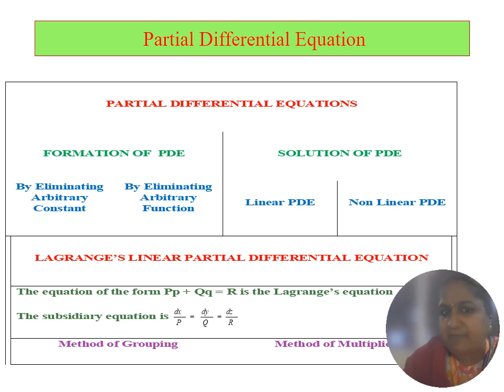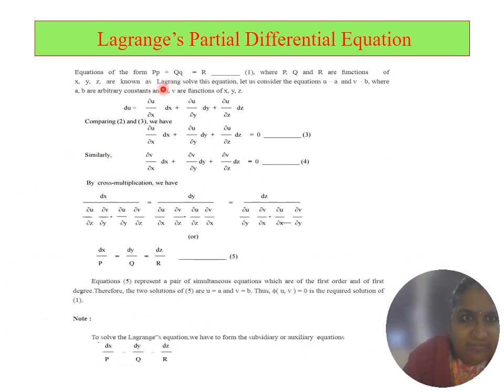The first step of solving this Lagrange's equation is writing the subsidiary equations. For both the methods, we have to write down the subsidiary equations, which is nothing but dx by P equal to dy by Q equal to dz by R. This is of the form Pp plus Qq equal to R, where P, Q and R are functions of x, y, z, known as Lagrange's linear equation.